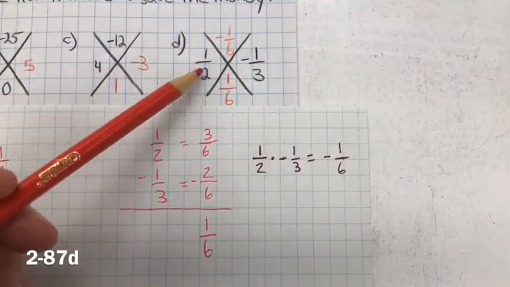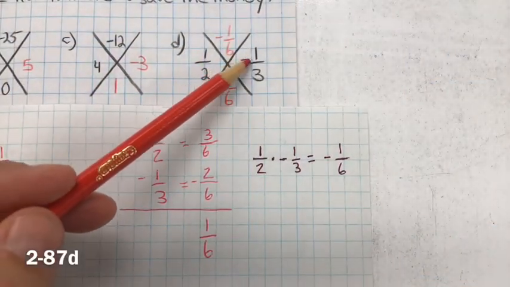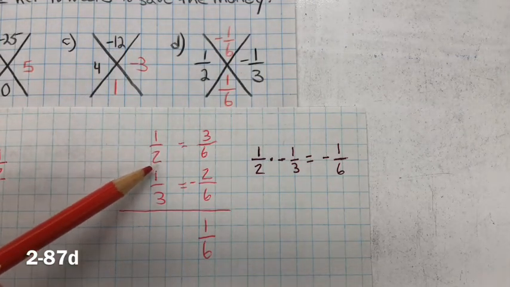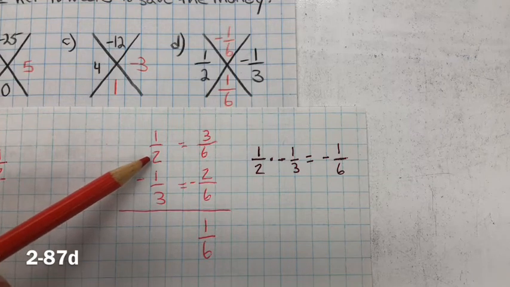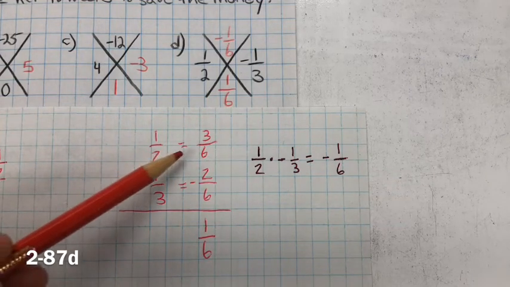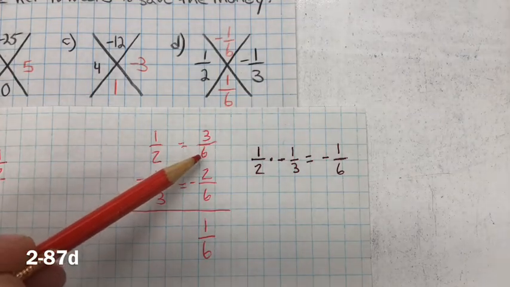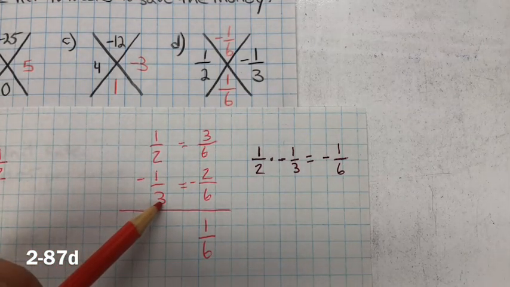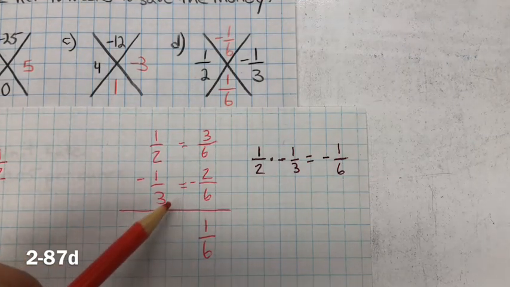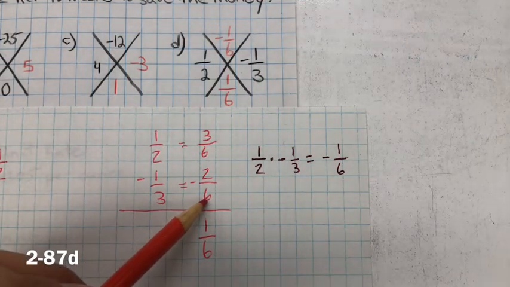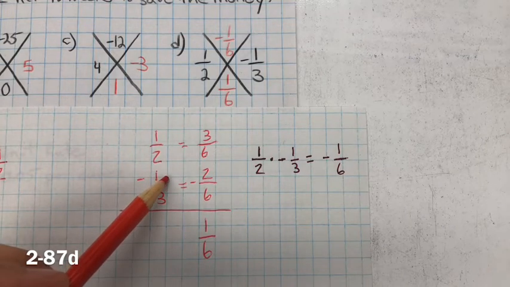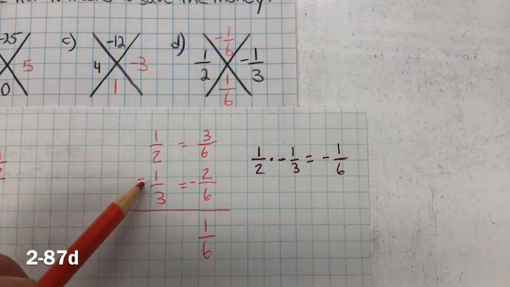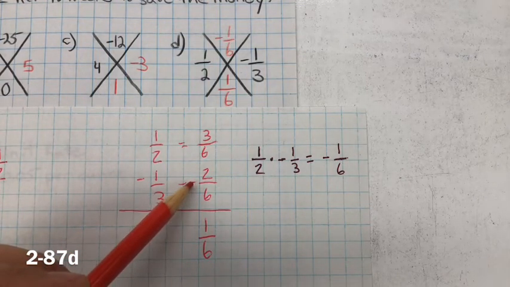Problem D, 1/2 plus a negative 1/3. To add fractions, we need to have a common denominator. The common denominator for 2 and 3 is 6. 3 multiplied by 2 is 6. So if I multiply the denominator by 2 to get 6, I have to multiply the numerator by 2. And 1 multiplied by 2 is 2. So a negative 1/3 equals negative 2/6.